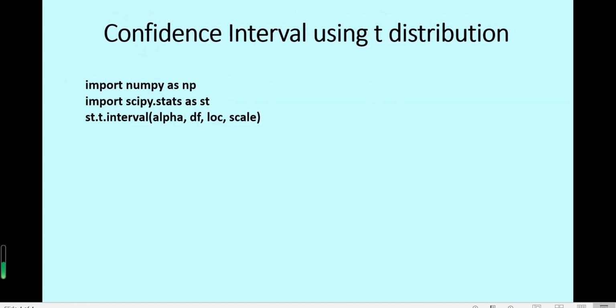So in Python, we can use a very simple function called interval, which is inside the scipy stats module. So we have to import scipy stats module as st. Then we can use st.t, t for the t-distribution, then dot interval can calculate the confidence interval at alpha level and with the t's degrees of freedom, and we set the location and scale. So next we will show an example in Python.